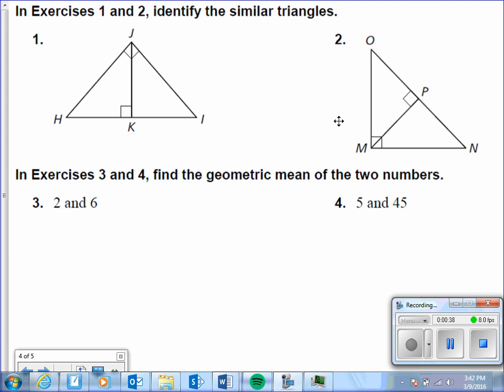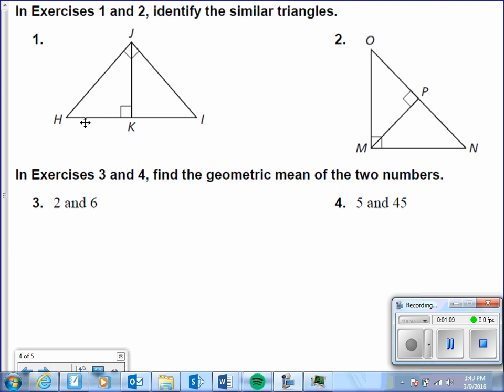Numbers 1 and 2. First of all, identifying similar triangles. There are essentially 3 triangles in this first picture. There's this triangle right here, the triangle right next to it, and then the entire thing. I want you to name those triangles. Now, we talked about this yesterday. If you can clearly see a short side, a long side, and a hypotenuse, that's how I want you to label it.